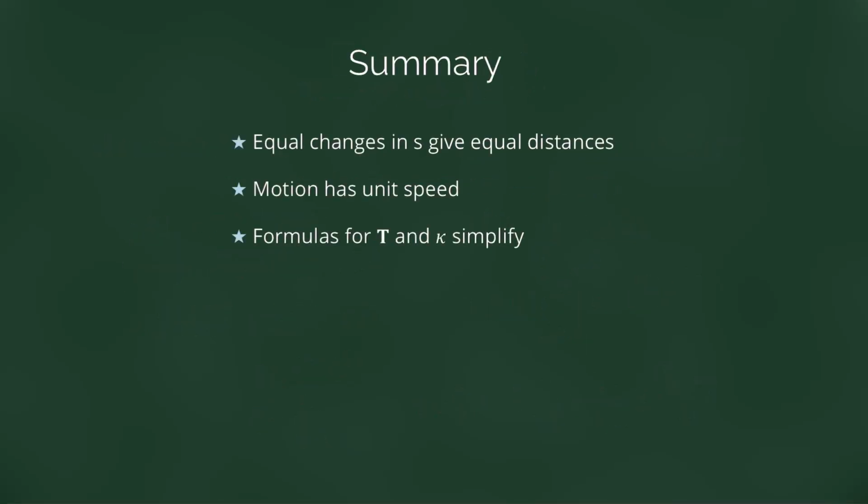So we see then that when we reparameterize our curve in terms of its arc length, equal changes in the arc length, or equal changes in our parameter s, are going to give us equal distances on our curve. This means that motion along the curve has unit speed. The velocity is always 1. We're going to look at the idea of the unit tangent vector and something called curvature, and we'll see that these reparameterizations simplify the formulas for those notions.